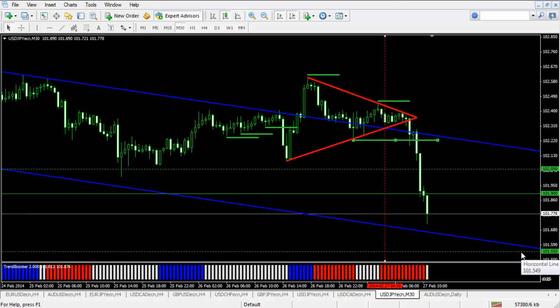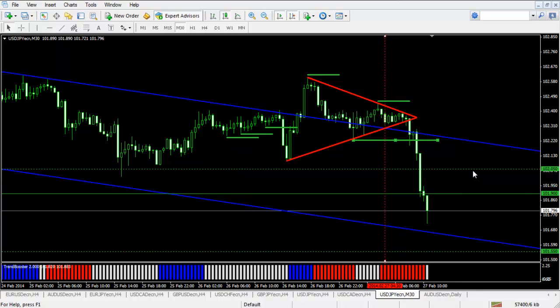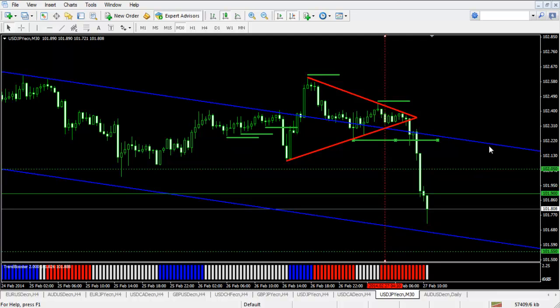Now you'll notice down here I've got one target set at 101.550. If price continues to move lower, you can see it looks like it may be forming a new swing low at this point here. We can look to target this level. However, if price starts to pull back and start moving higher on the lower time frames, we can look to target all the way up to 102.050 or up to the upper channel trend line.